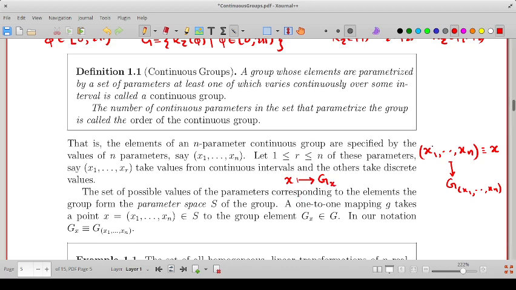Now the set of possible values of these parameters forms what is called the parameter space of the group. So this mapping is in fact a mapping from the parameter space onto the group. And the mapping is one-to-one as well. So given a set of values for the parameters, there is a unique element of the group corresponding to that.